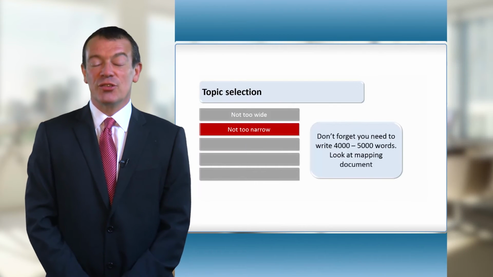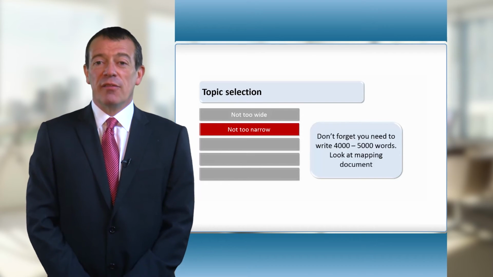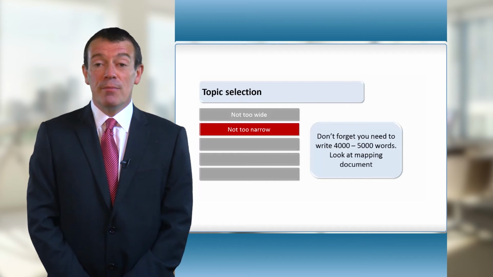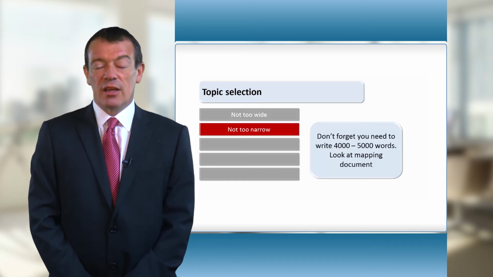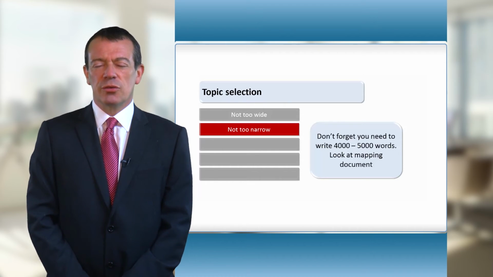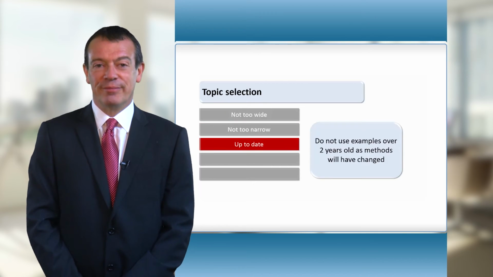Choose a topic that is not too narrow. Remember, you do need to produce between 4,000 and 5,000 words. You will need to look at the mapping document in this case. Download your mapping document, have a look at the criteria and make sure that the area you have chosen has got enough information to cover the word count and can cover the mapping, so it can't be too narrow.